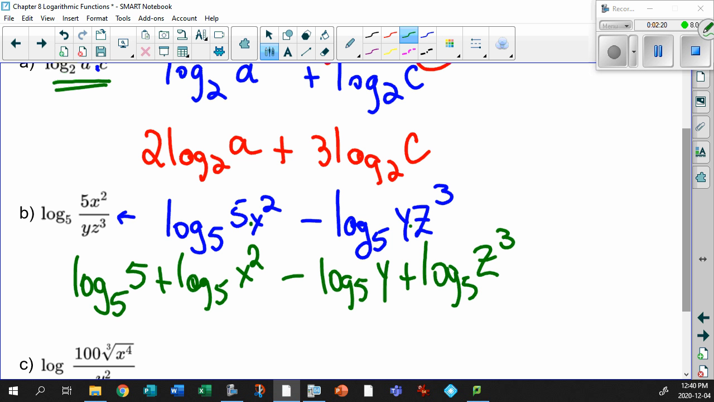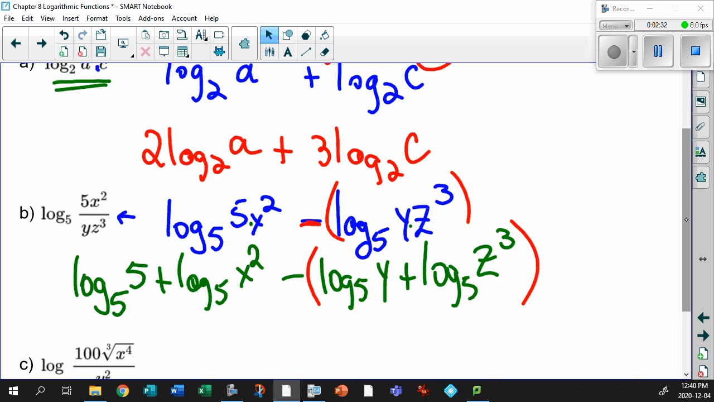Now, wait a second. I'm not finished here. Remember, this was subtract this whole log. So yes, this guy actually should be in brackets like this, because you're going to eventually distribute the negative over that. Okay, so let's take care of that negative right now and just distribute it. Here we go. So I got log base 5 of 5.